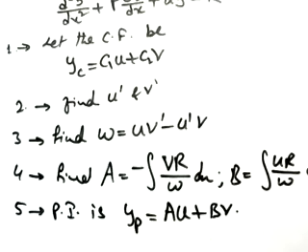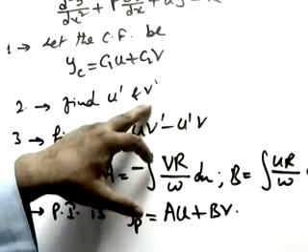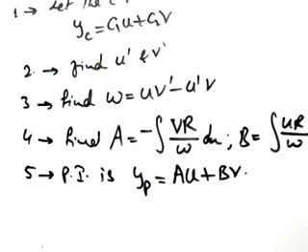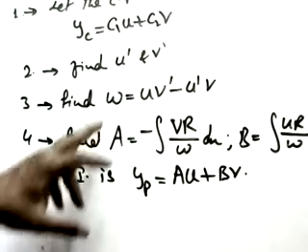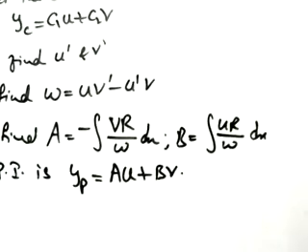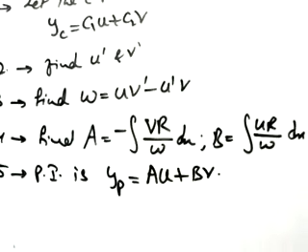In the next step, step 2, you find their differentiations, that is u dash and v dash. In the third step, you find w. The formula of w is w equals u v dash minus u dash v. After finding w, you have to find a and b. The formula of a is minus of integration of v into r by w dx, whereas b equals integration of u into r by w dx.